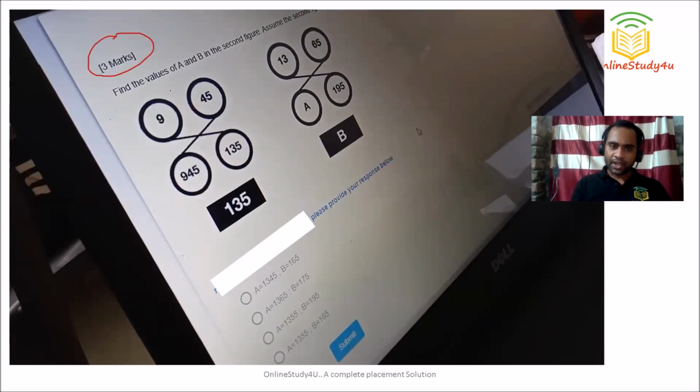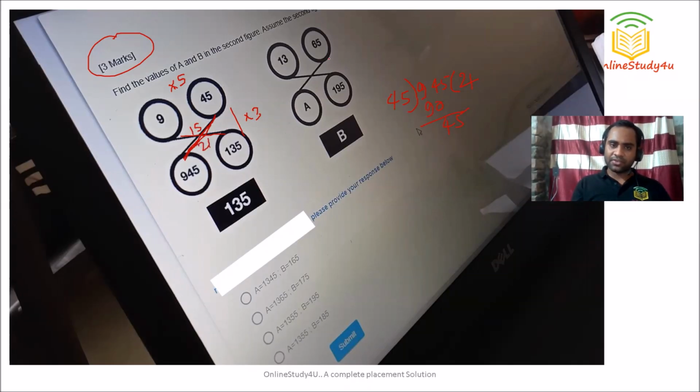So if you see 9 into 5, so 9 is multiplied by 5, 45 is multiplied by 3, and 9 is multiplied by 15 here. Okay, similar way. So A we can calculate it, and then 45 is multiplied by what number? So 945. If we divide by 45, so 45 into 2 will be 90, and then one time. That means nothing but 21 times.